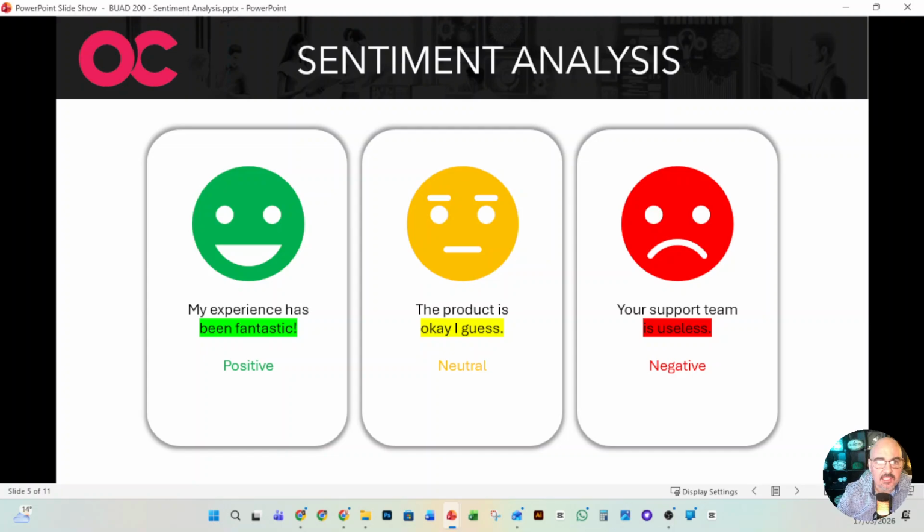Okay, and again, guys, it kind of boils down to this. Is something positive, neutral, or negative? If somebody leaves a feedback comment saying, my experience has been fantastic, obviously we're going to look at that and go, yes, that's a positive feedback. If it's okay, I guess, that's going to be neutral. And if somebody says something's useless, that's obviously going to be negative.